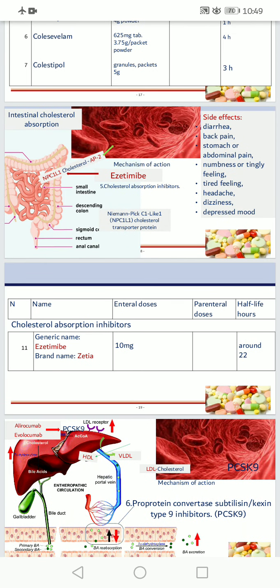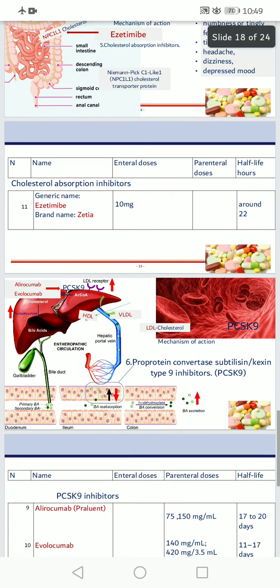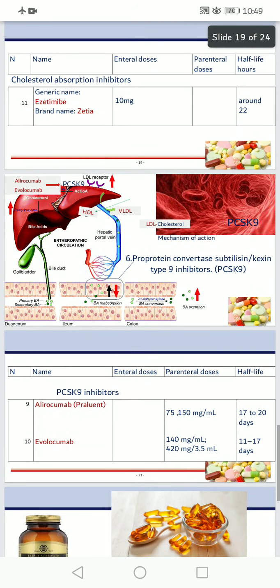Next is cholesterol absorption inhibitor. I will tell about this also. The generic name is ezetimibe. Brand name is Zetia. Internal dose is 10 mg and half life is around 22 hours. You can also see the structures of LDL and VLDL and how they work.